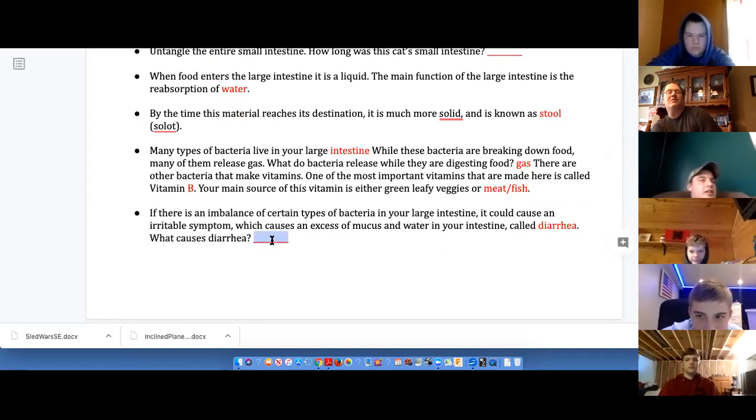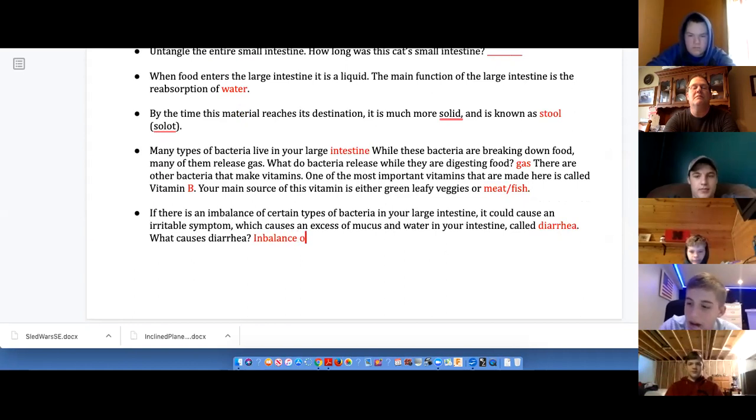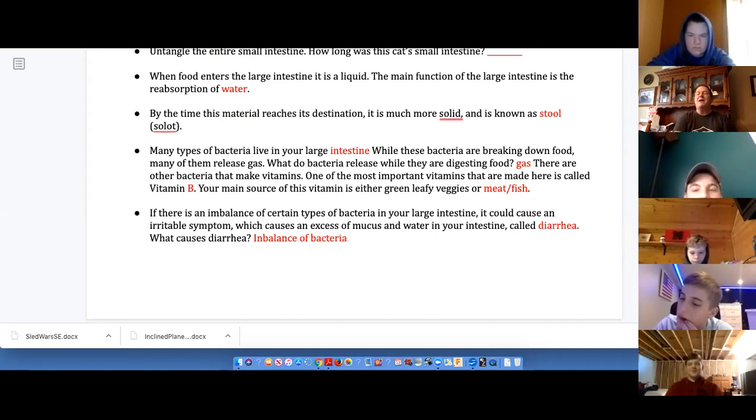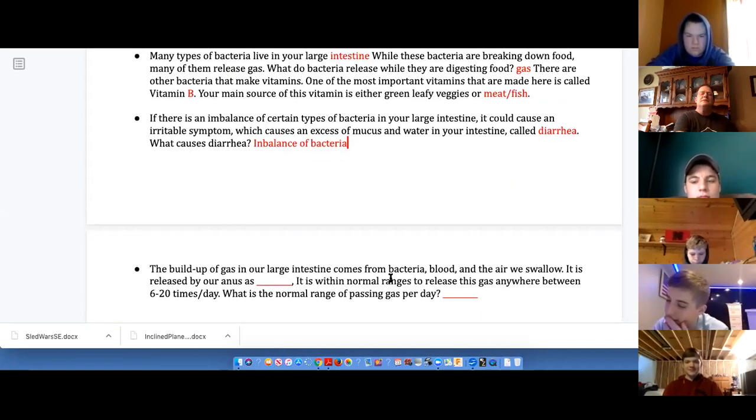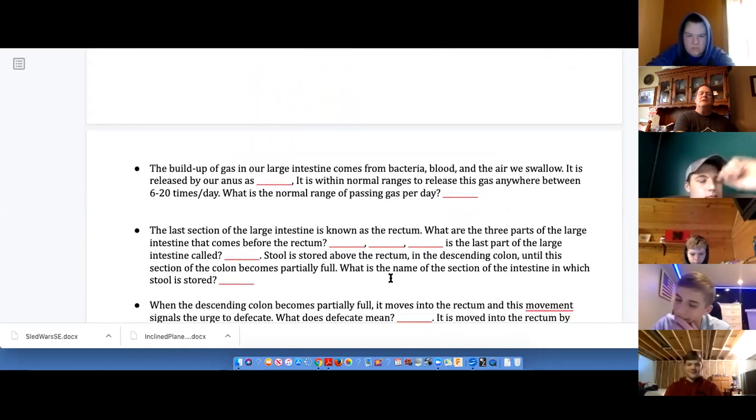And here's basically what we just said: excess of mucus and water, imbalance of bacteria. There are good bacteria in there and bad bacteria. When you have too much bad bacteria, not the correct absorption, reabsorption of water, then yeah, diarrhea.